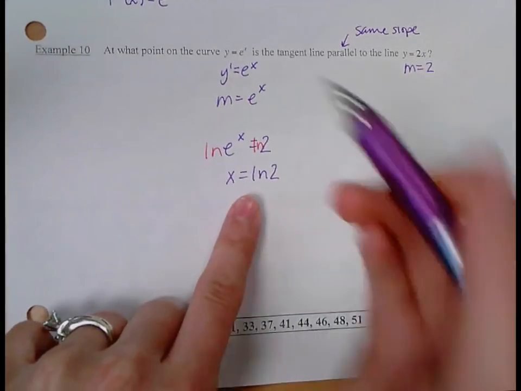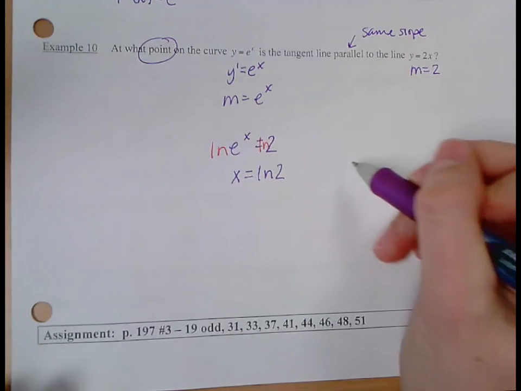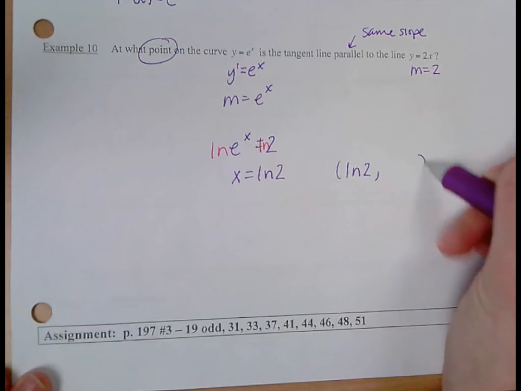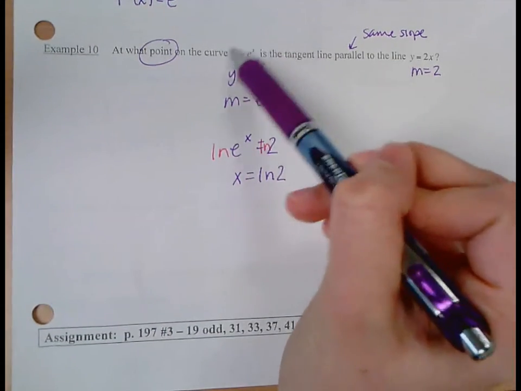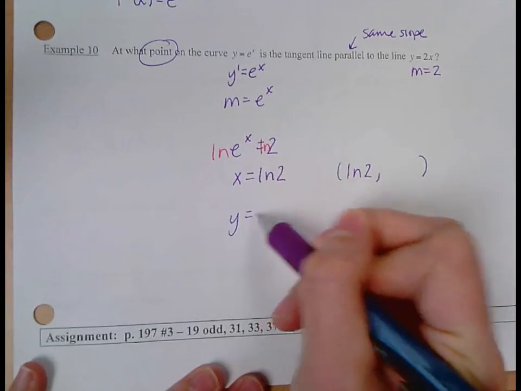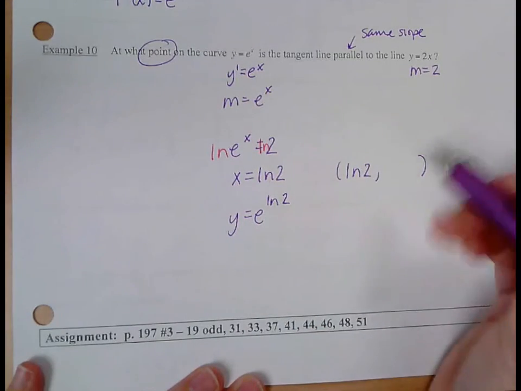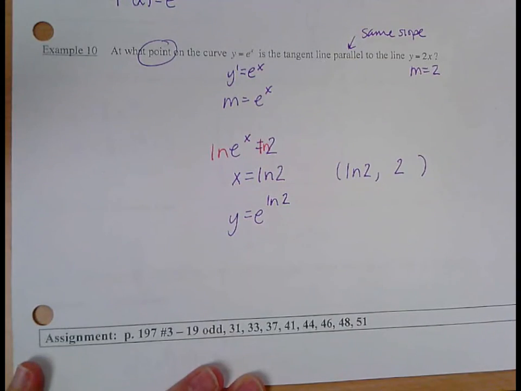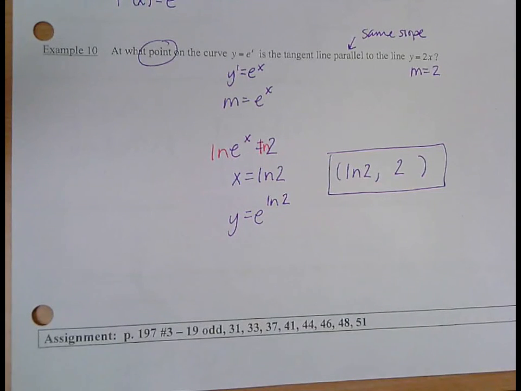And then, because it says at what point, natural log of 2 is not a point, that's just an x value. How do you find the y value? Plug it into the equation. Yes, the function is e to the x. So to find the y value, you plug it into e to the x, which would be e to the natural log of 2, which is just 2, because e and natural log cancel. So this would be the point where the tangent line is parallel to y equals 2x, or where the tangent line has a slope of 2.